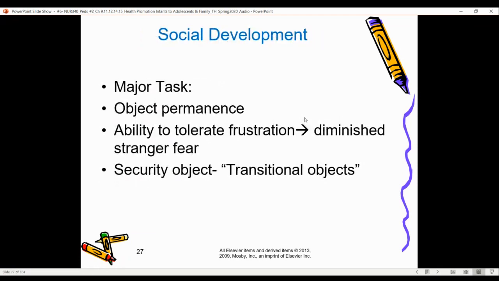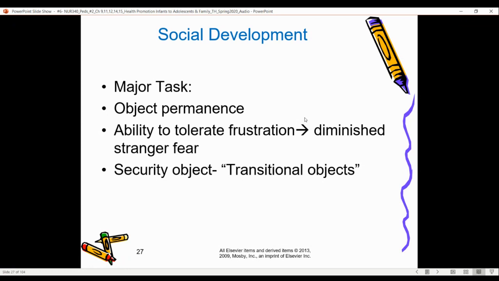Okay, social development at this age. The major task that they need is actually separation from that person that they now attach to. So remember, in infancy, they wanted to attach, they needed to attach. Now we want them to separate. We want them to figure out that they are their own separate person from the person they attach to, from that mom or dad person in their life. That mom or dad is a separate entity.